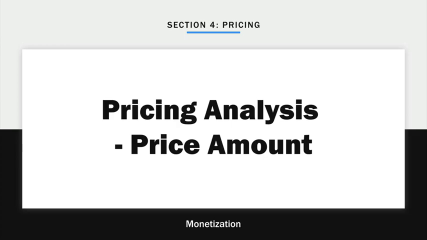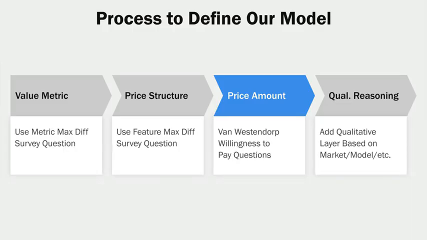We're walking through defining different parts of our model. In the last couple lessons, we talked about how we define our value metric as well as our price structure, the different features within our structure, which helps us define the what part of the model. What are we charging for? In this lesson, we want to talk a little bit more about the price amount, right? How much are we charging?